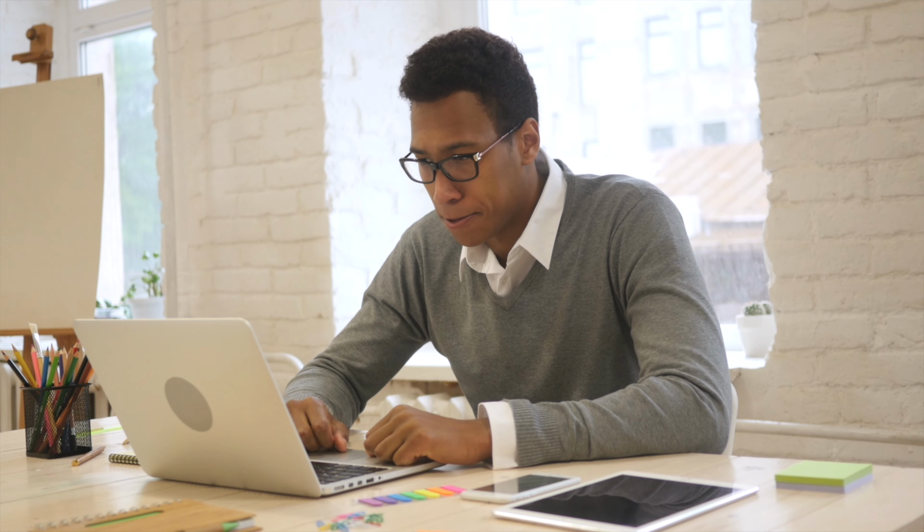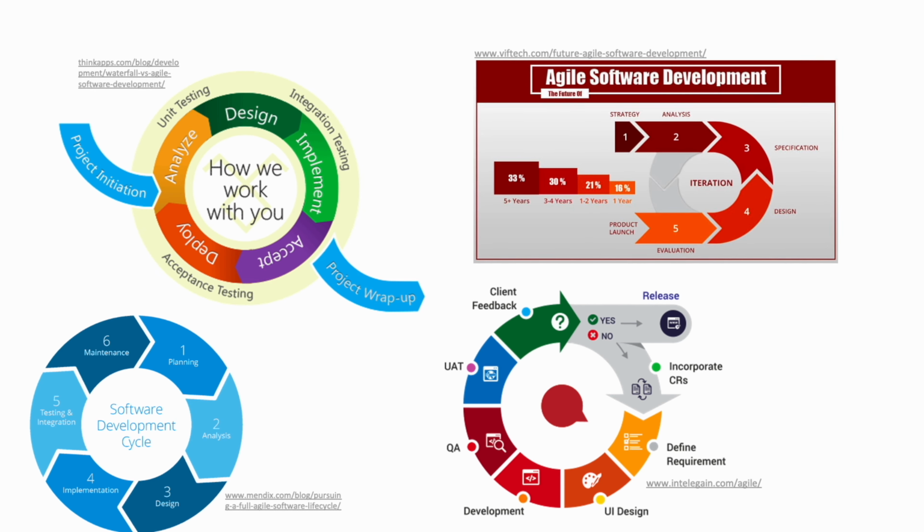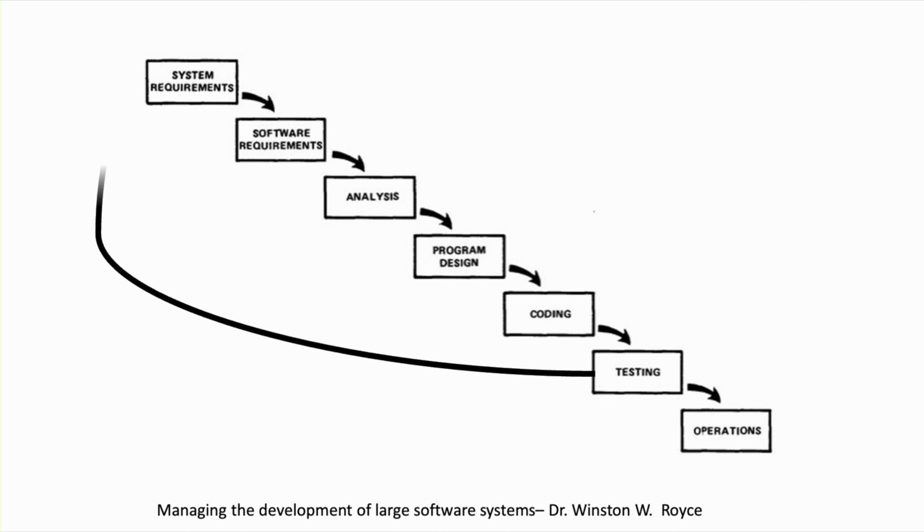What is Agile? Let's just ask the internet. And when you do, you get pictures like this, and this, and this, and this. And they all have one thing in common. They're basically just this looped back on itself.